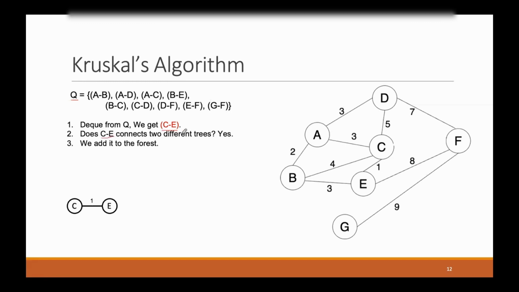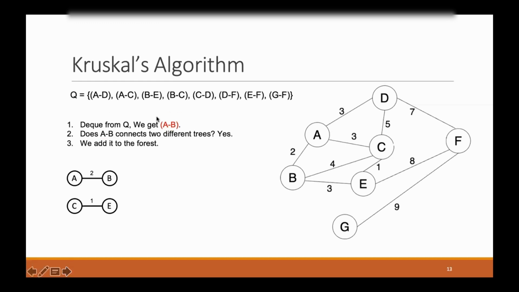So CE connects, the question is, does it connect two distinguished or two different trees? So it does. C is a single node, E is a single node. So you can consider those as individual trees, which have just one node. So C is connecting them. So we take that. C is here, and we add this to this forest. It's a forest because that's what Kruskal's algorithm works on.